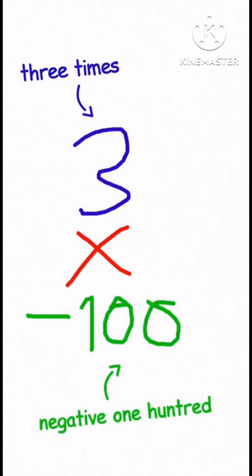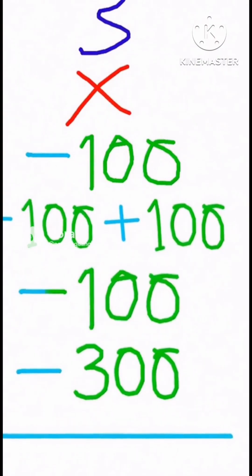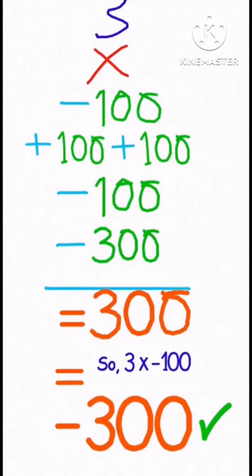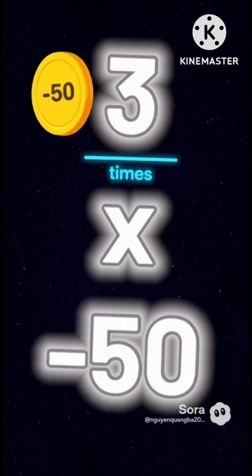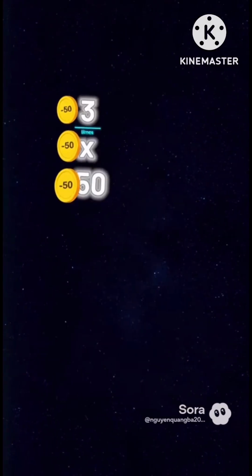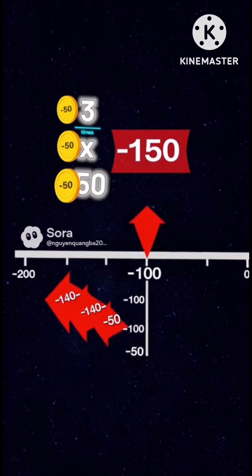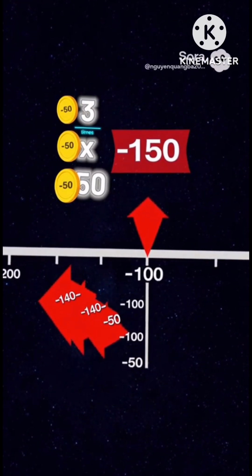3 times negative 100. What does that really mean? It means we add negative 100 3 times. Negative 100 plus another. Stack them up. Here's 3 copies of negative 50. Stack them together and you get negative 150. Because each time we move another 50 to the left on the number line, we land farther in the negatives. 3 jumps of minus 50.